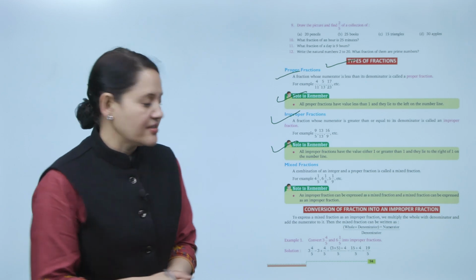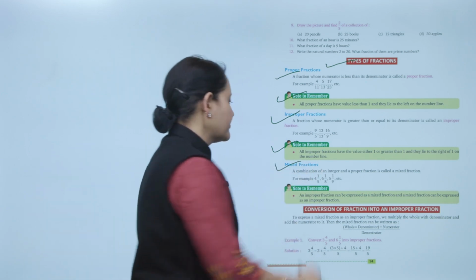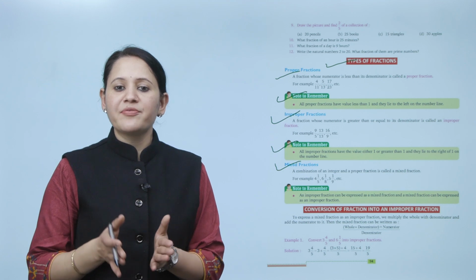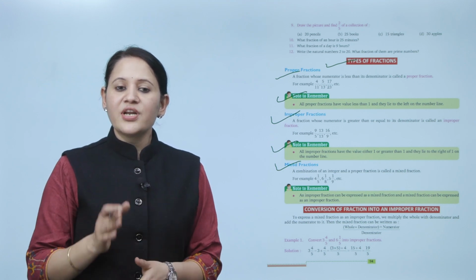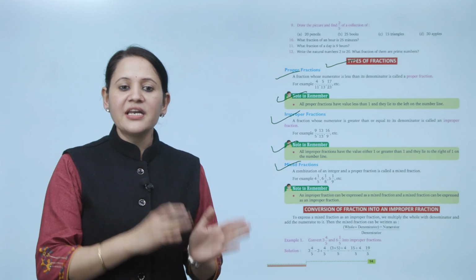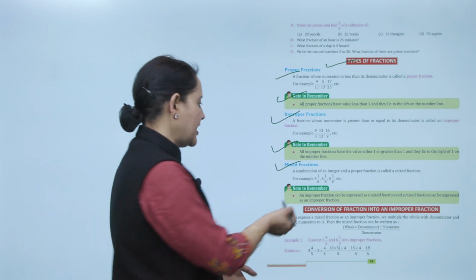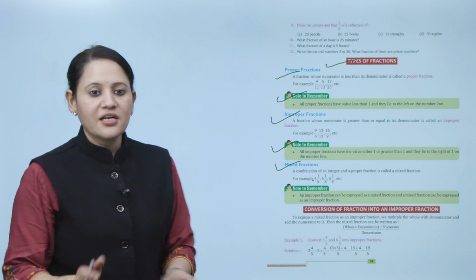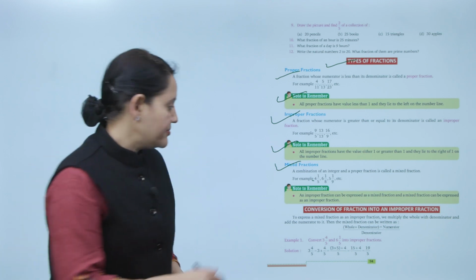Next is mixed fraction. A combination of an integer and a proper fraction is called a mixed fraction. For example, 4 1 by 5. So it will have one whole part and one proper fraction part. Like 4, that is the whole part, and 1 by 5, that is the proper fraction. Clear? Next, note to remember.